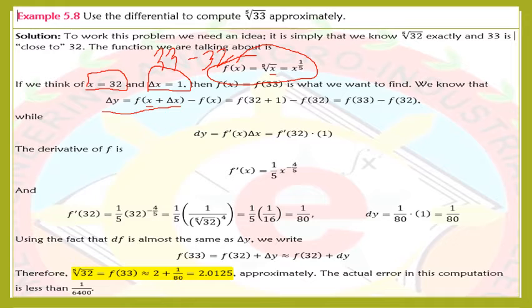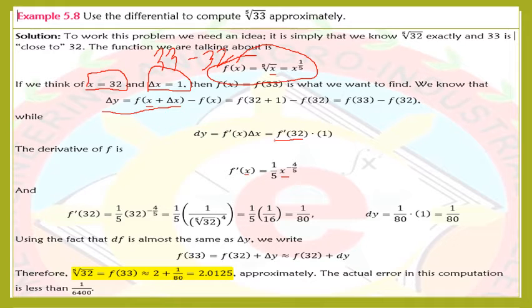So, kunin natin yung derivative na to. So, dy equals f prime of x times delta x. So, f prime of 32 times 1. So, kunin natin yung derivative ni f of x and then substitute natin si 32. Okay, so the derivative of f class, derive natin to, that is 1 over 5, x to the power of negative 4 over 5, or pwede rin na 1 over 5 times, yung tawag dito, the fifth root of x to the power of 4. Okay, and substitute natin si 32 sa derivative na to.